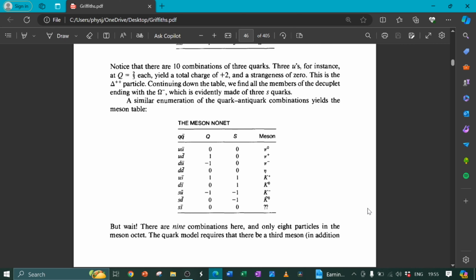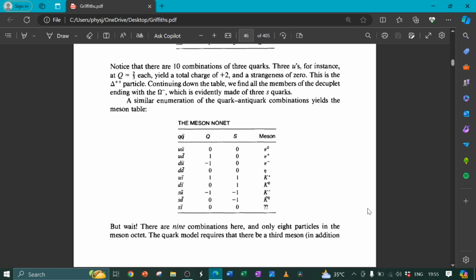U S bar, charge 1, strangeness 1, K positive. D S bar, charge 0, strangeness 1, K 0. S U bar, charge minus 1, strangeness minus 1, K minus. S D bar, charge 0, strangeness minus 1, K 0 bar. S S bar, charge 0, strangeness 0, question mark.